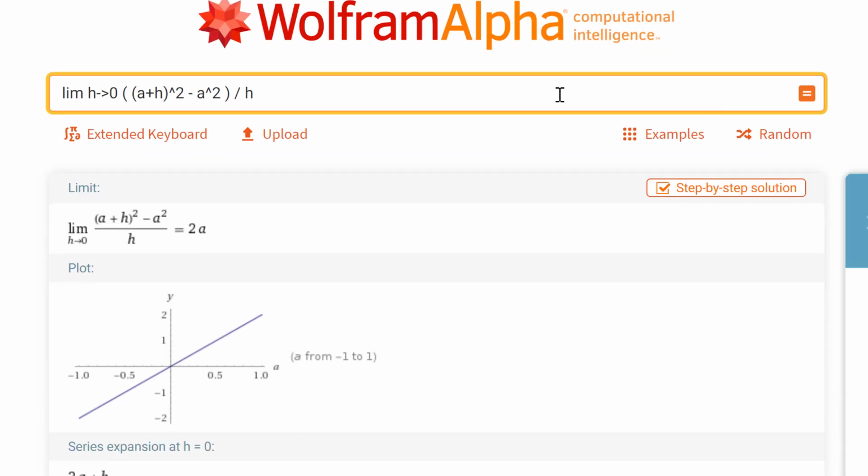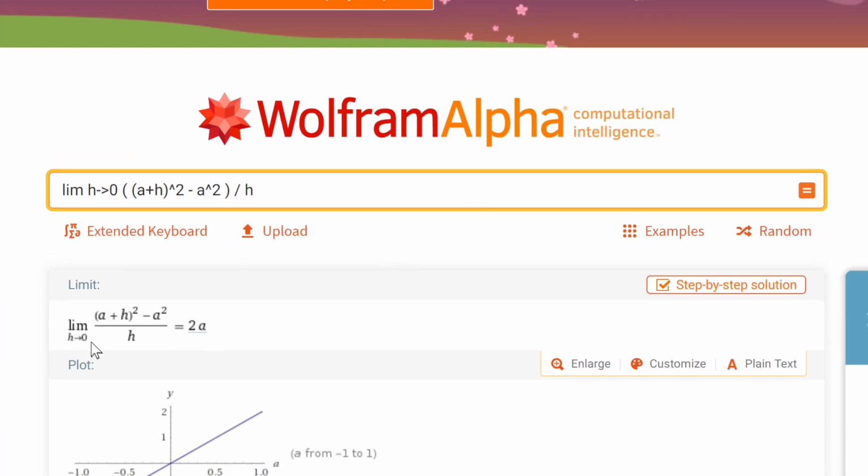And so there we go. You can see the limit as what we typed in, a plus h squared minus a squared over h, equals 2a, and then it gives you a little bit of a picture. All right, so this limit is 2a depending on a. So if a is 0.5, 2 times 0.5 would be 1, 2 times 1 would be 2. All right, so that's the answer verified on wolframalpha.com.